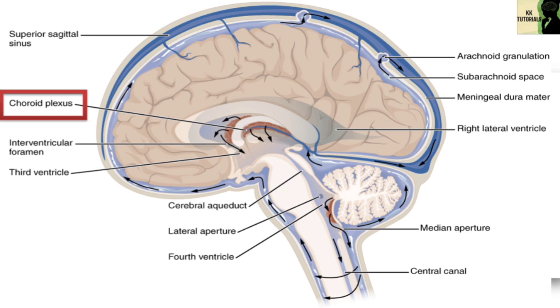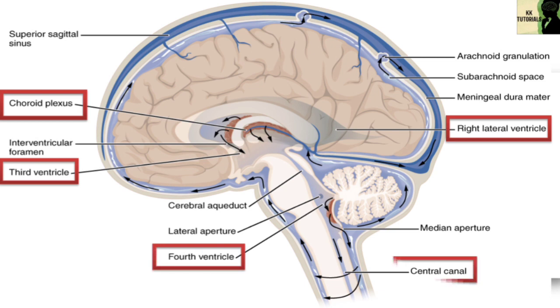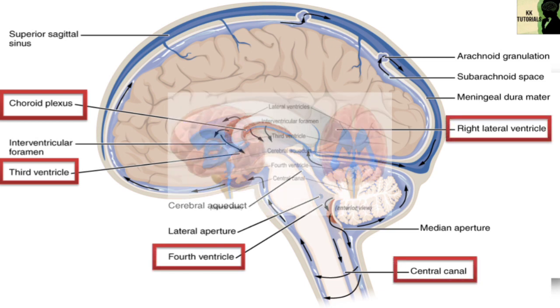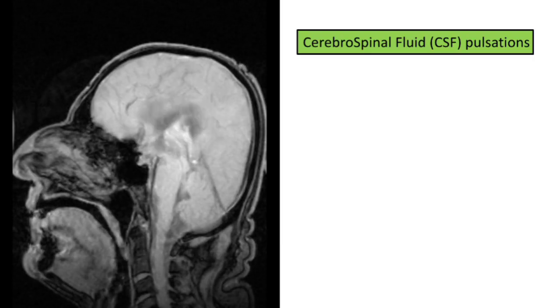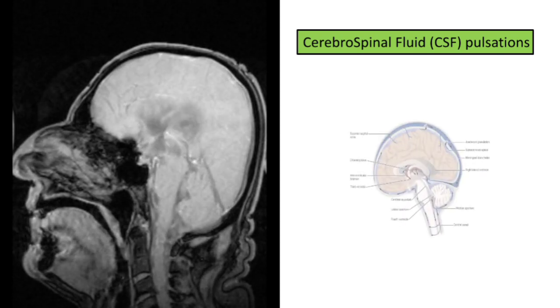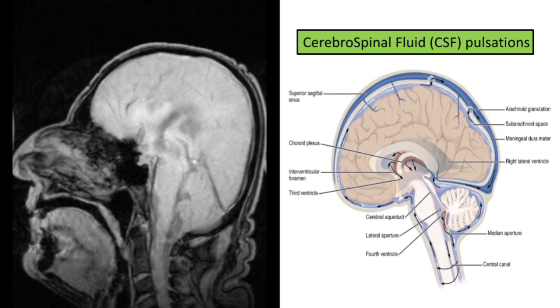The majority of CSF is produced from the two lateral ventricles, right and left lateral ventricle. In this lateral and anterior view, you can see both the right and left lateral ventricle as well as the third ventricle and the fourth ventricle. See, this is the MRI showing pulsation of CSF. See the arrows in this image.